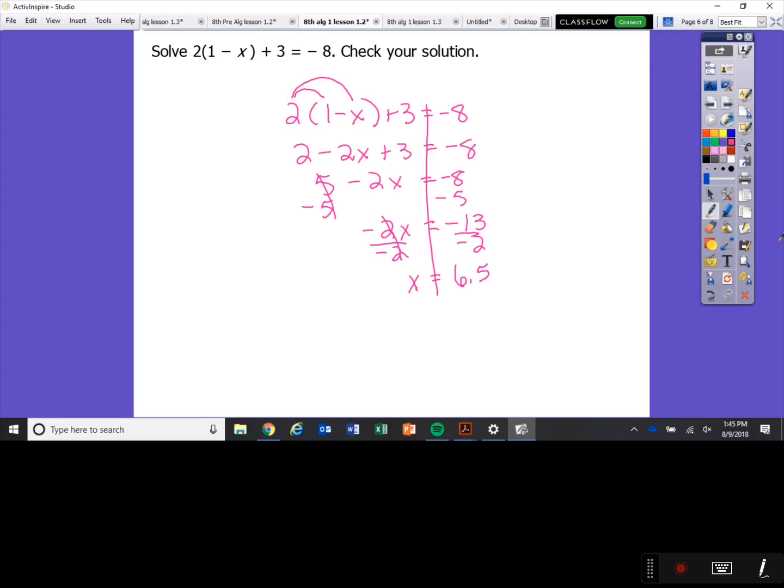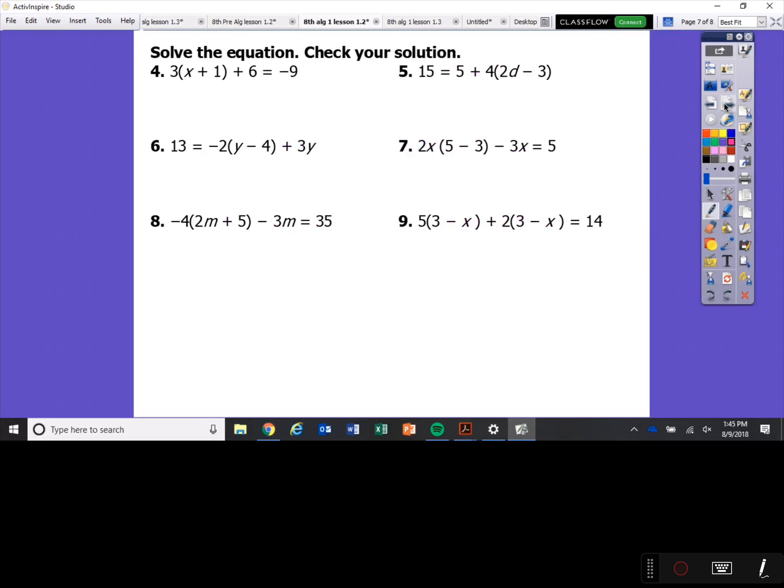Negative 2, I wanted divorce. Moving on. Alright, I want y'all to write down number 4. We're going to work these together, because these are challenging problems.